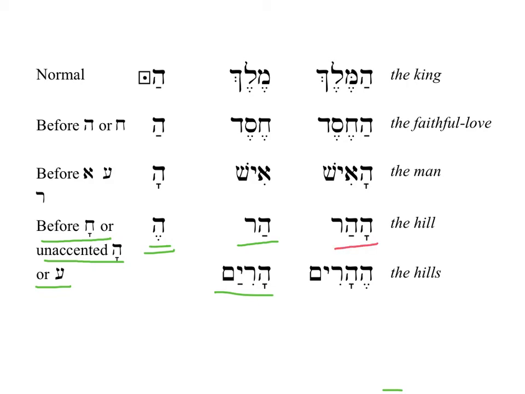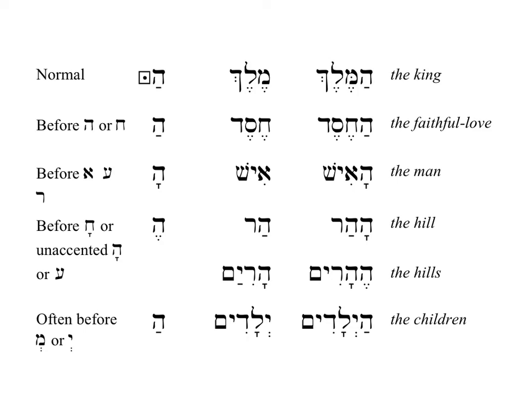In the case of hill, we have hahar, just what we would expect, because it begins with a guttural letter and it's accented. Notice this rule only applies to the unaccented. When it begins with an accented har, then we have compensatory lengthening, making the patach under the article become a kametz. Now, in the case of harim, this is an unaccented he with the kametz. So notice then, in that case, the article becomes he with a segol.